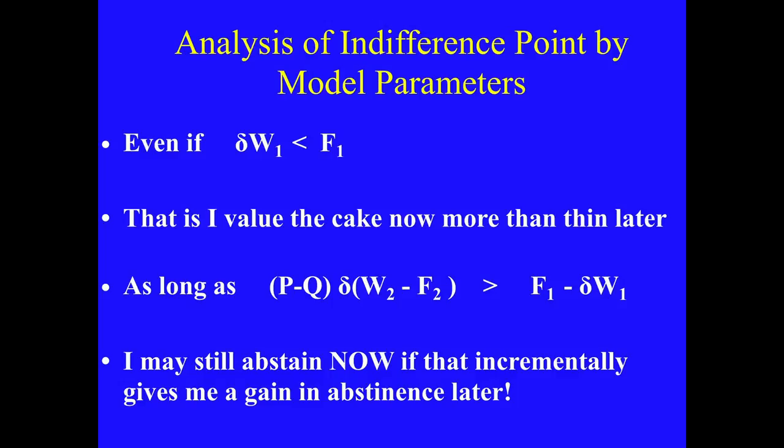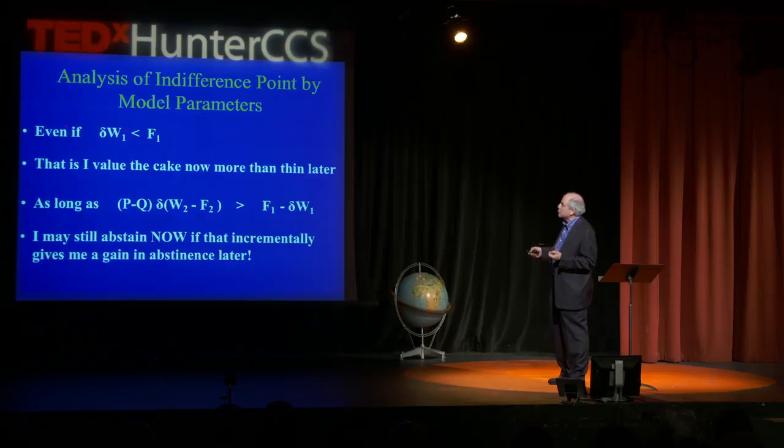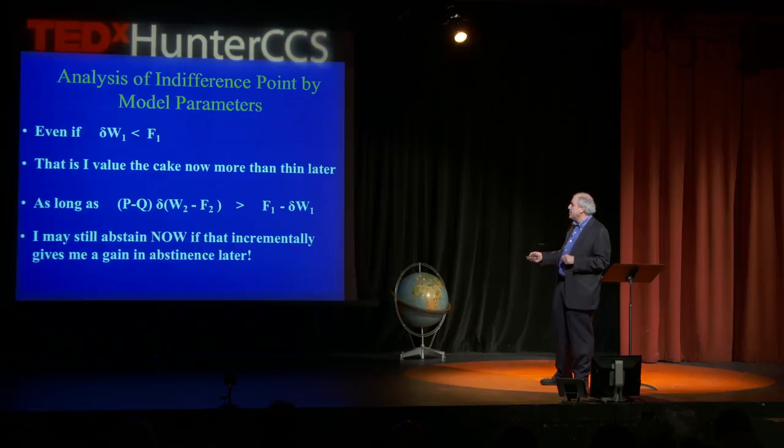So what helps me abstain? Even if the temptation is great, that is delta W1 is less than F1, that says the temptation is great. See how the math and the emotions come together, right? The temptation is great is represented by that. I nevertheless can abstain if my discounting delta is greater, or if this expectation of the future value of the next piece of cake is greater.